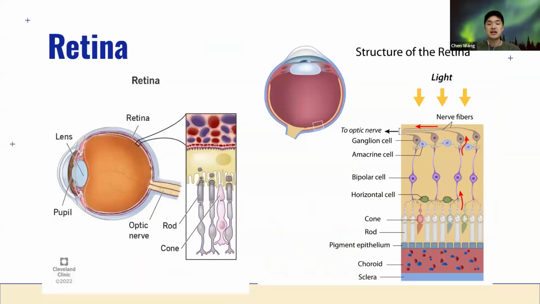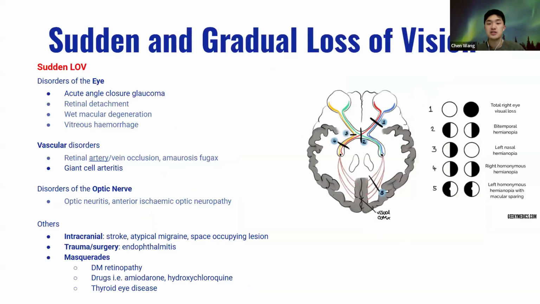Okay, so the next few conditions relate to the retina. The retina is at the back of the eye. It converts the light we see into images. So it has a really, really important function in our vision. And we'll be covering sudden and gradual loss of vision.